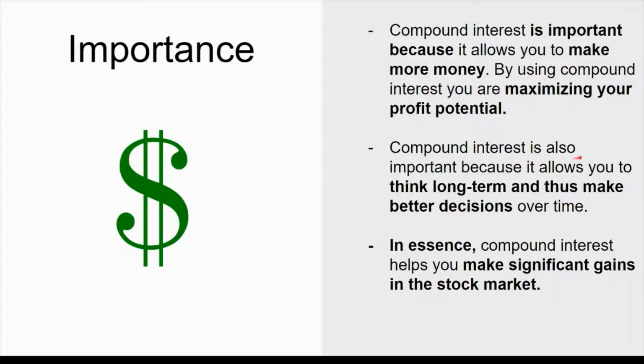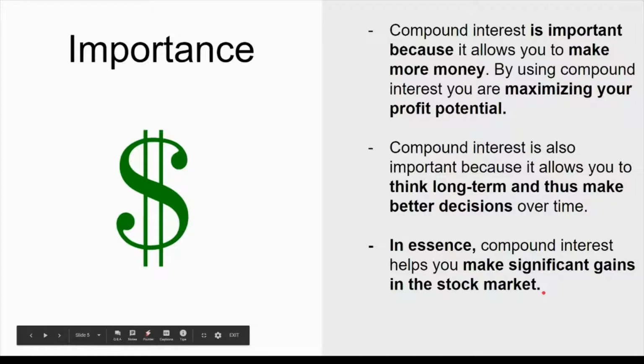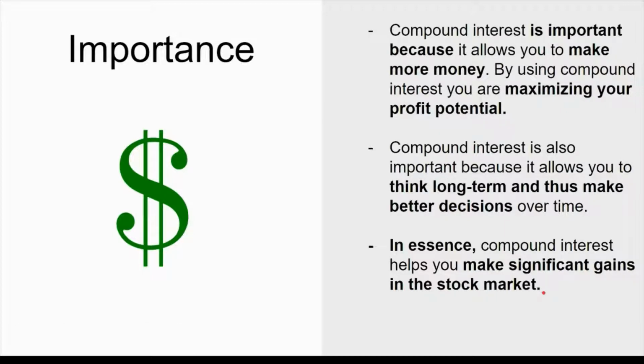And compound interest is also important because it allows you to think long term and thus make better decisions over time. Especially in the stock market, you want to think long term instead of short term because no one can predict what's going to happen a month from now, a year from now, or even 2 years from now. But once you start thinking 5 years from now or 10 years from now, that's when you make the best decisions. You make better decisions over time. And in essence, compound interest helps you make significant gains in the stock market because we get that exponential growth.